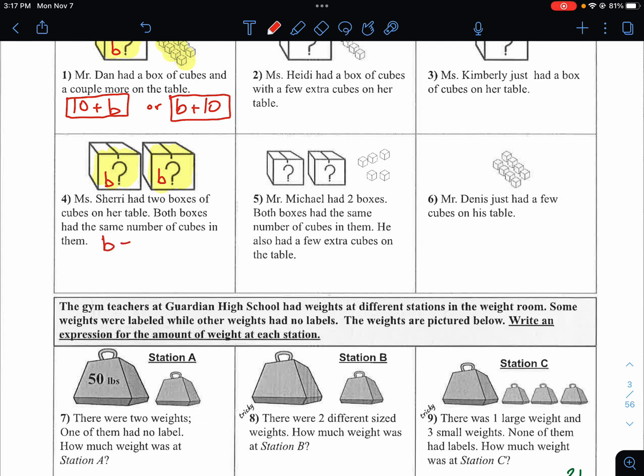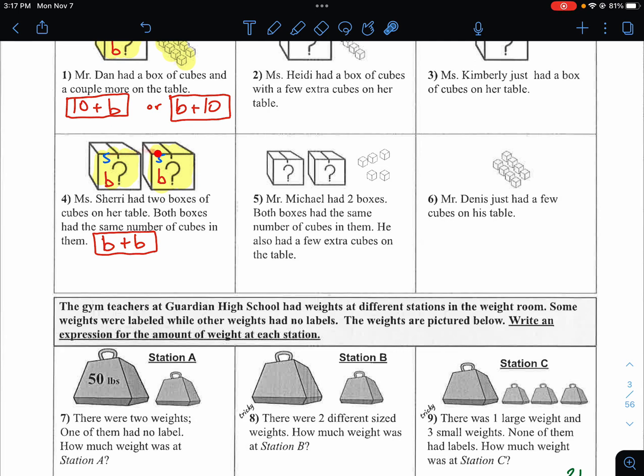Well, we could just say b. You take this number and you add it to the other number. So we could say b plus b. And that tells us the number of cubes. What else can I do? Well, I have no idea what's in it, but let's say this is 5 cubes and 5 cubes. That's a total of 10 cubes, right?